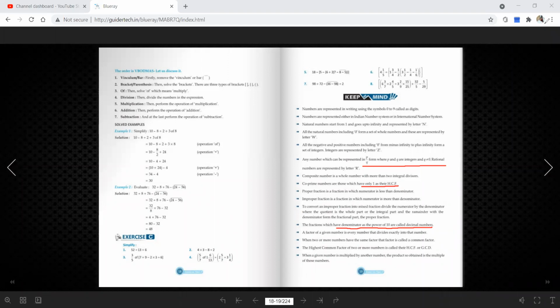Ma'am, the highest common factor of two or more numbers is called their HCF. This question. HCF or GCD? Yes, both are the same. Highest common factor, or GCD full form is, let me see. Ma'am, GCD means greatest common divisor. Yes, greatest common divisor.